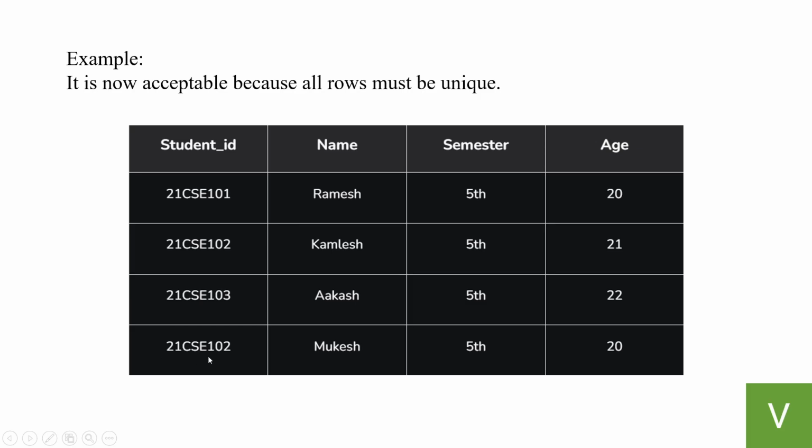Now observe the fourth row's student ID. It is the same as the student ID of the second row or record. As we discussed earlier, the primary key should prevent duplicates, meaning it should be unique. So this should not be accepted. Either the second row or the fourth row must be deleted from this relation table.